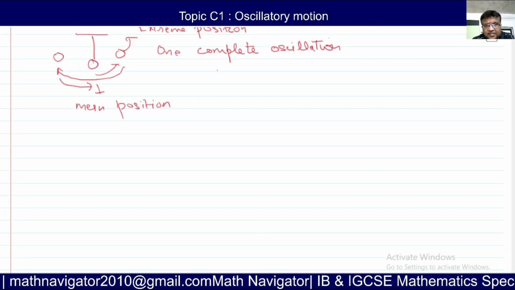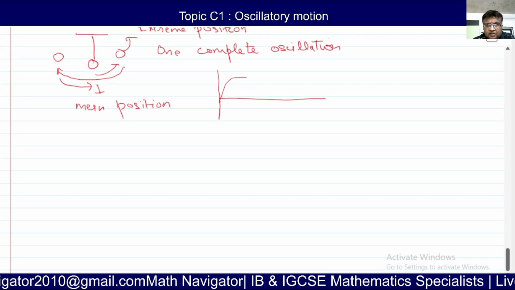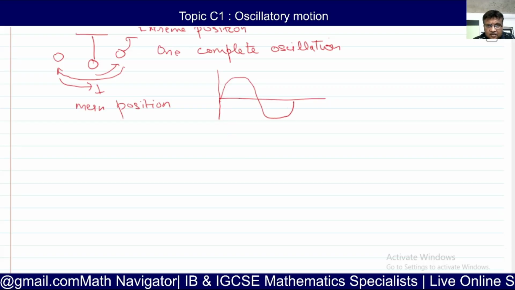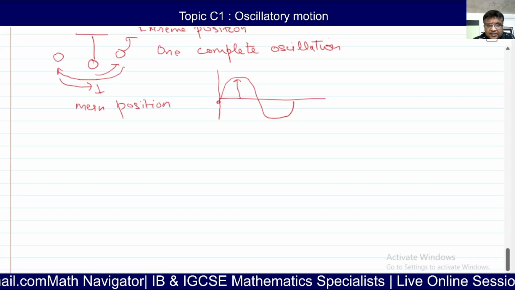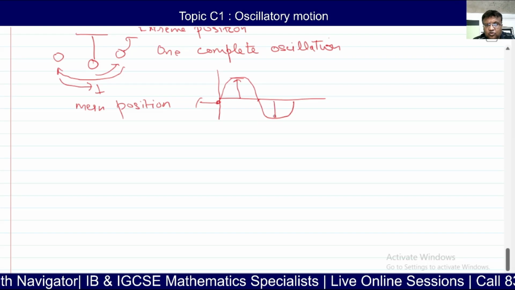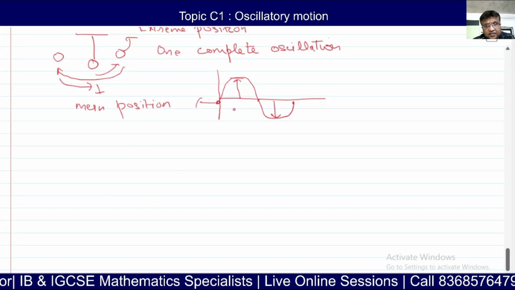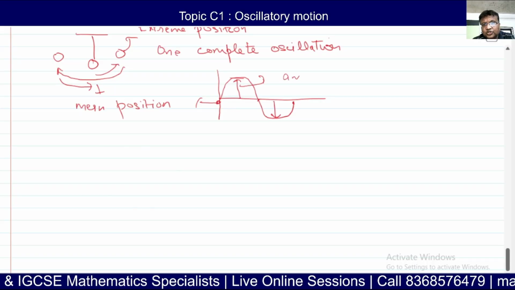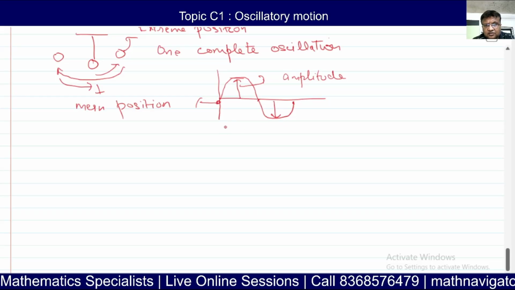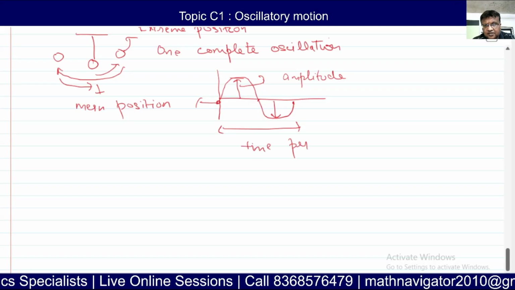Then we can represent it like this. This is the graph of the sine. In the beginning it's here, and then it goes to the maximum, comes back to zero, then goes to the maximum in the negative direction, then again comes back to zero. This thing is called amplitude, and this thing is called time period.